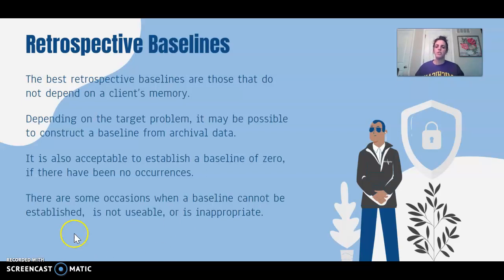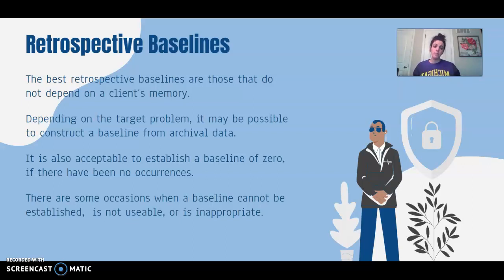And there are some occasions when a baseline cannot be established, it's not usable or is inappropriate, and that usually goes back to client safety. If you don't have the time to establish a baseline without information because the client will be put at risk, you do not put your client's safety over the sake of research and getting this beautiful graph, because something could happen and hold you liable, and it's just not ethical. So there you have it.